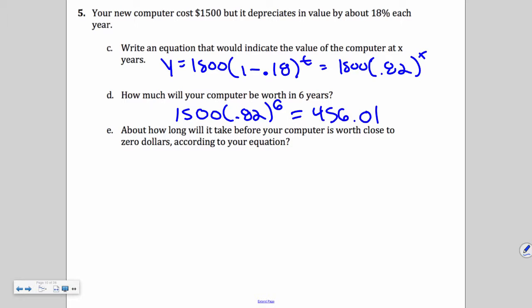And then you solve. In this case, you should get an error because technically it will never get to 0. Your computer is worth something at some point.